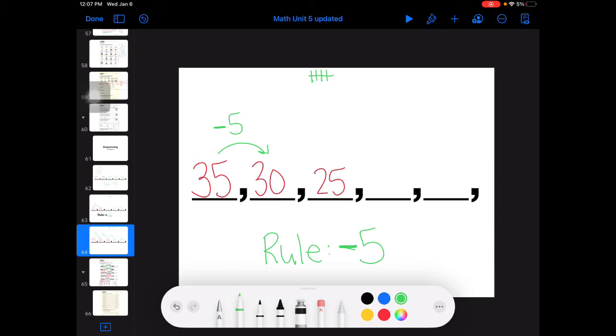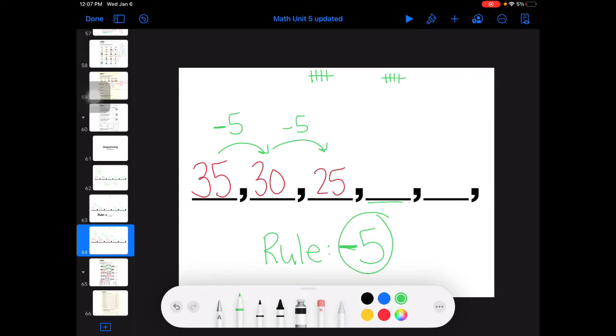Now, sometimes if you only do a rule on the first try, you might make a mistake. So what I recommend that you do is try another one, like do 2 arrows so that you know for sure minus 5 is your rule. So now we start at 30 and we go 30, 29, 28, 27, 26, 25. Yep, I know for sure my rule is minus 5.